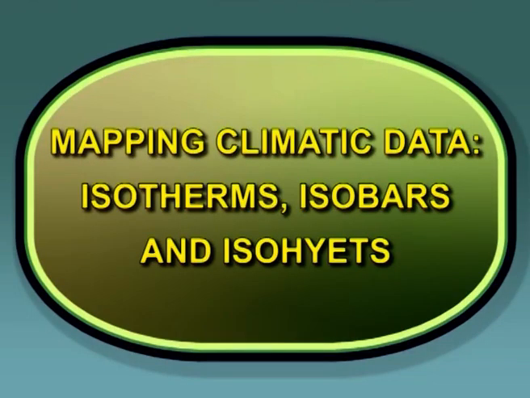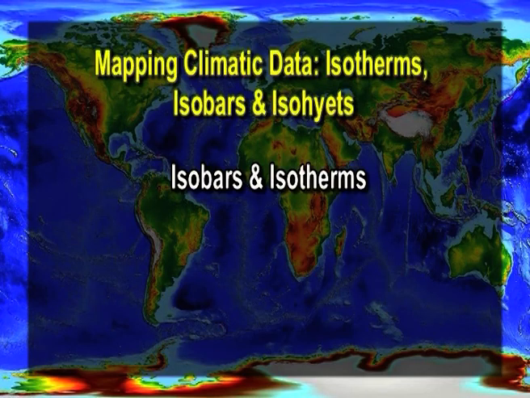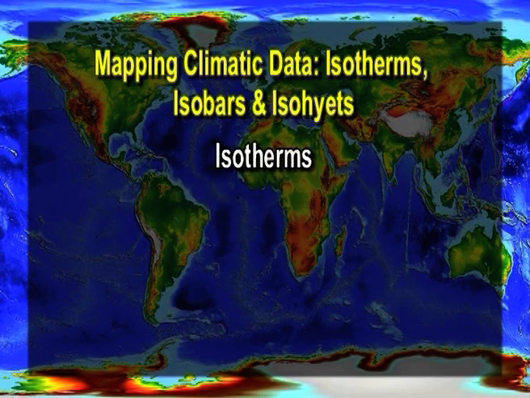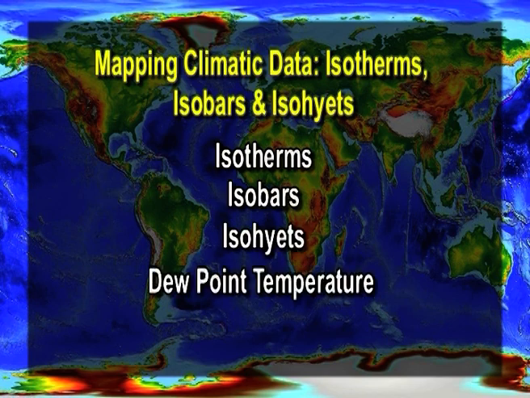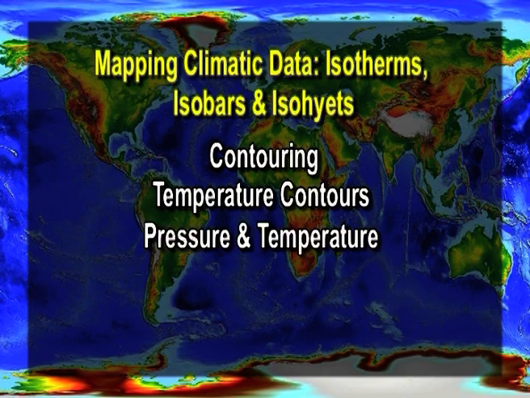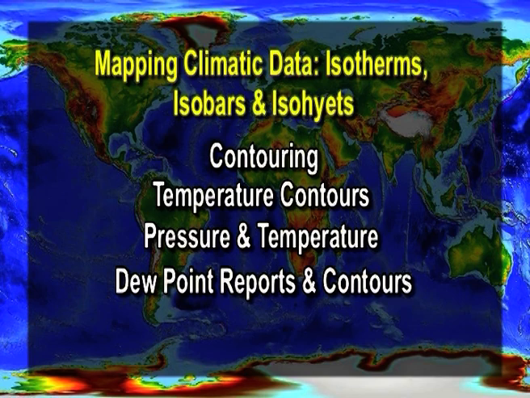Dear students, this episode consists of the following sub-modules: mapping climatic data, isotherms, isobars, and isohyets. Isobars and isotherms. What is an isobar? Isotherms, isobars, isohyets, dew point temperature, isodrosotherm, contouring, temperature contours, pressure and temperature, dew point reports and contours, pressure and dew point, conclusion.